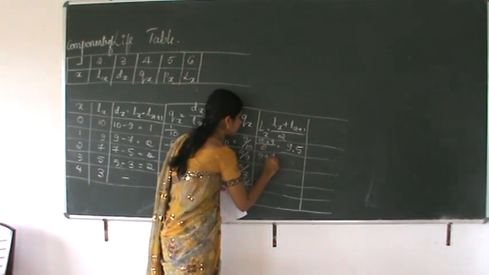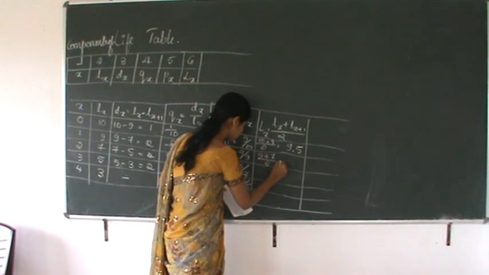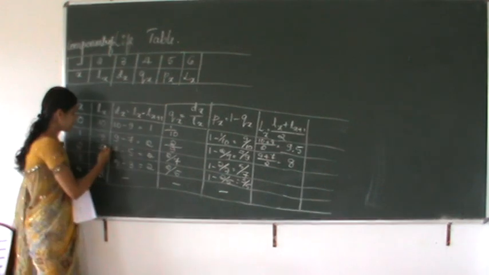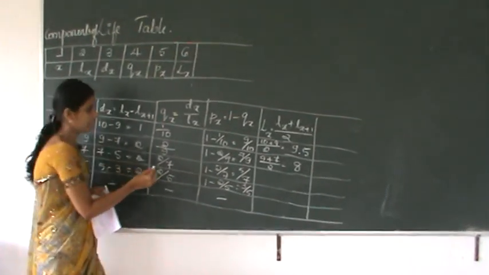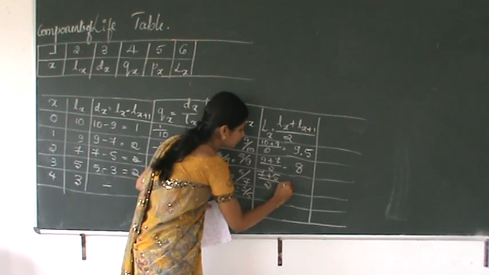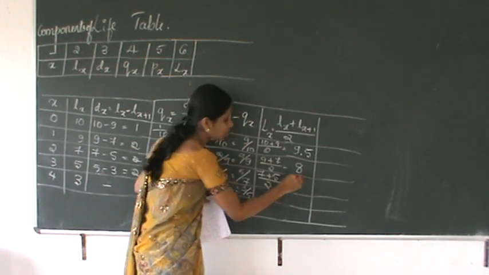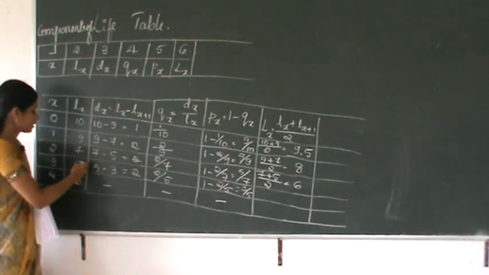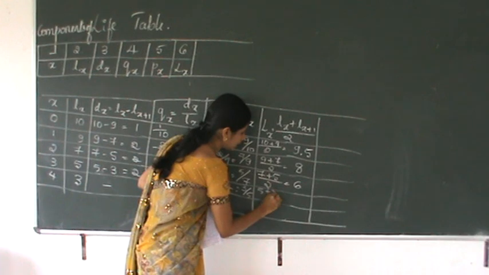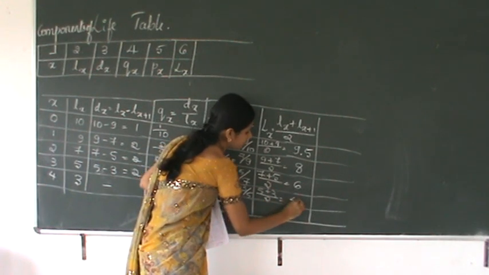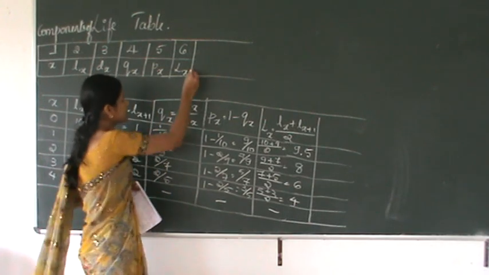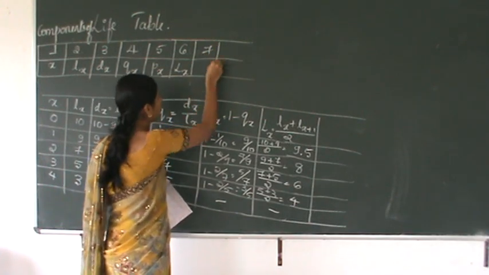9 plus 7 divided by 2, that is 16 divided by 2. It comes to 8. Next is 7 plus 5 divided by 2, it comes to 12 divided by 2. Answer is 6. Next 5 plus 3 divided by 2. 5 plus 3 is 8, divided by 2 is 4. Last page is nil.